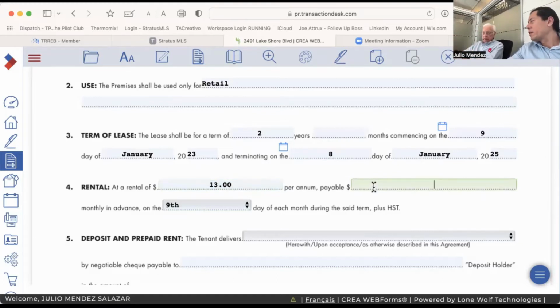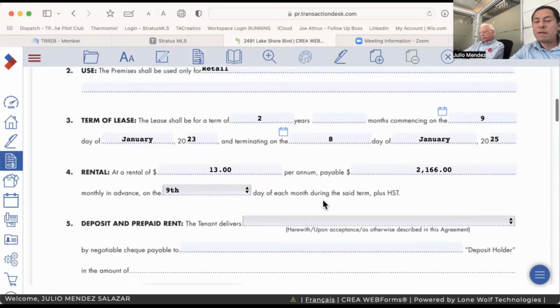So you have a calculator? Yeah. So you got to do 13 times the square footage. Divide by 12. 2,166. 2,166. Thank you, sir. Right. Okay, next. And payable on the 9th day of each month.